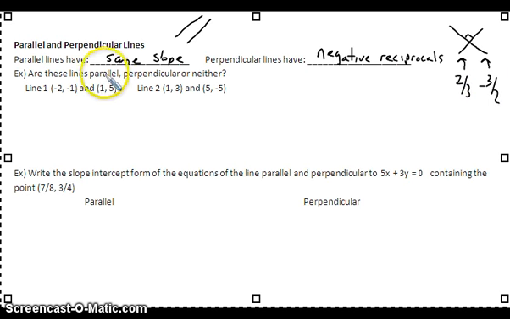So if I ask you the question, are these lines parallel, perpendicular, or neither, all you have to do is find the slope of both of the lines. So if I want to find the slope of line 1, we'll call it m1, and then I'll find the slope of m2. You're going to take the y values, negative 1 and 5, and subtract. And the x values, negative 2 and 1, and subtract.